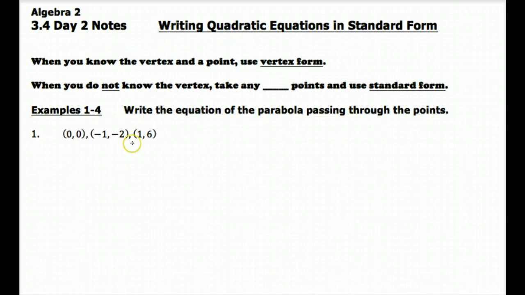Hey, 8th grade. In the last lesson, we talked about how to write quadratic equations in vertex form, and in this one, I want to talk about how to write them in standard form, and also how to know when you should use which form.